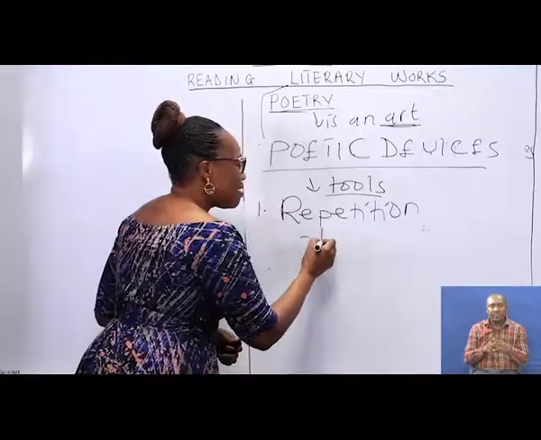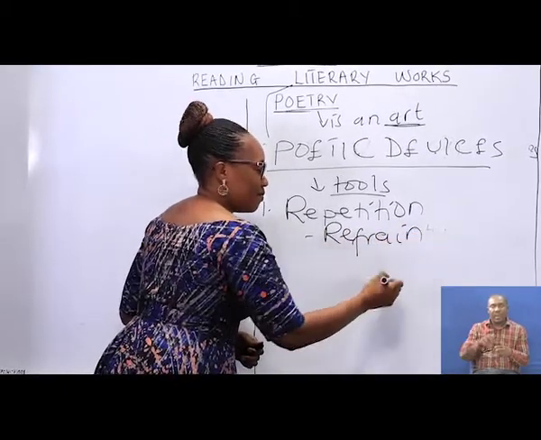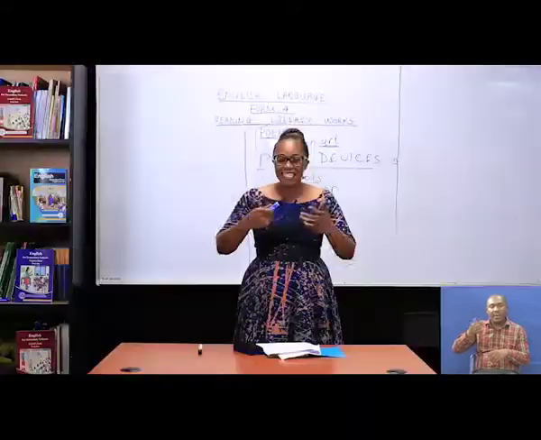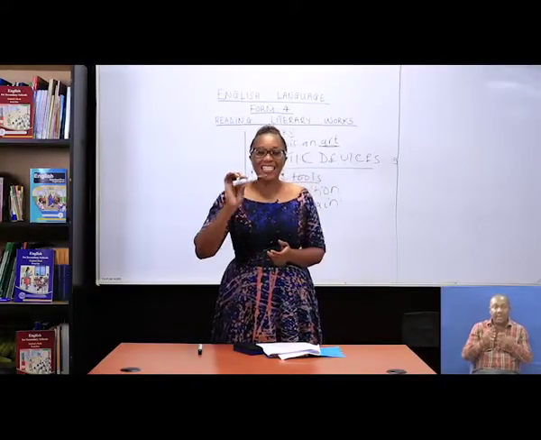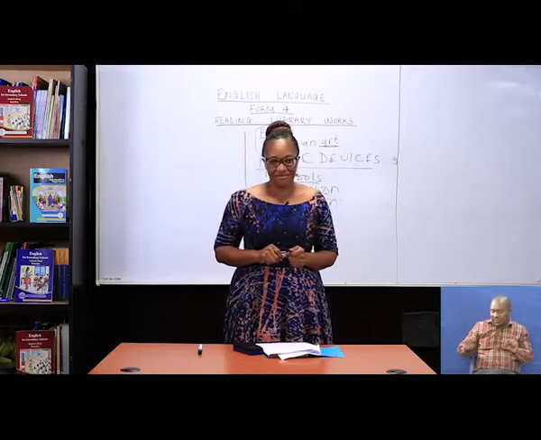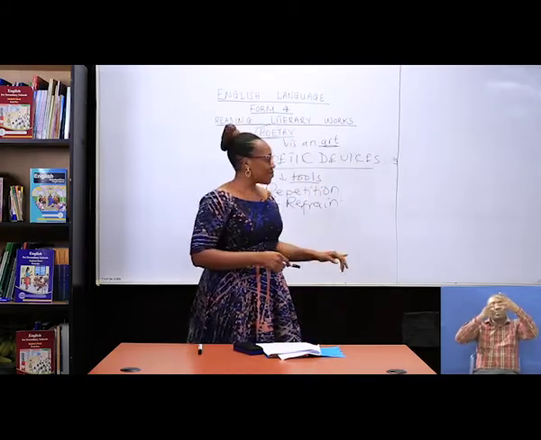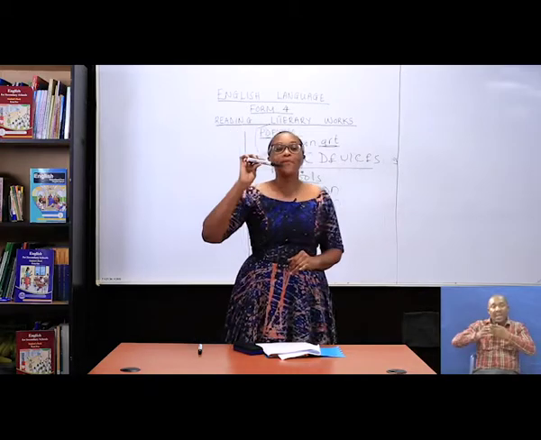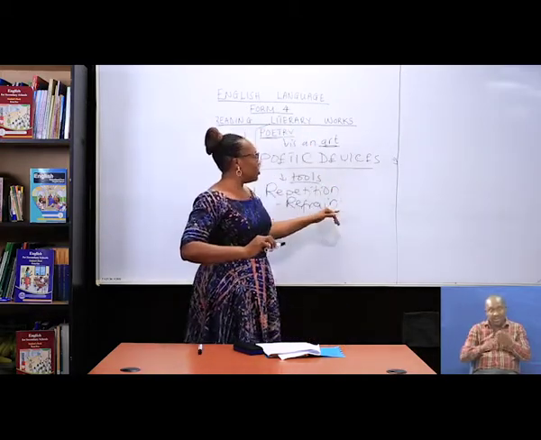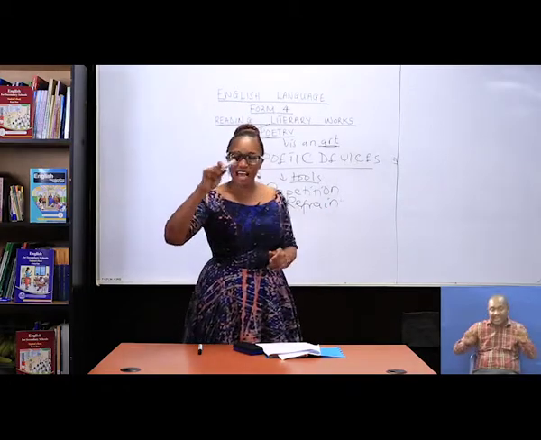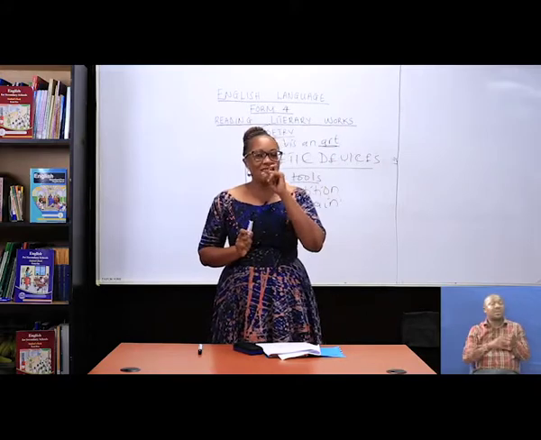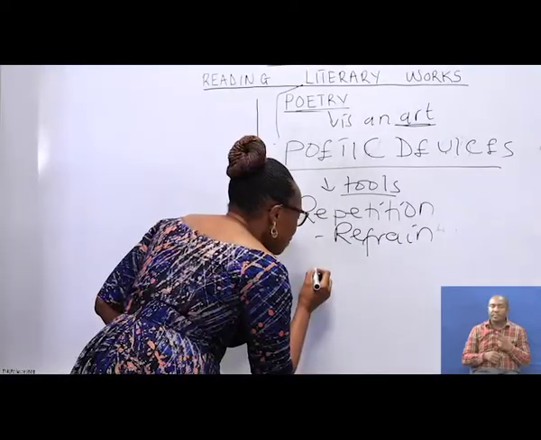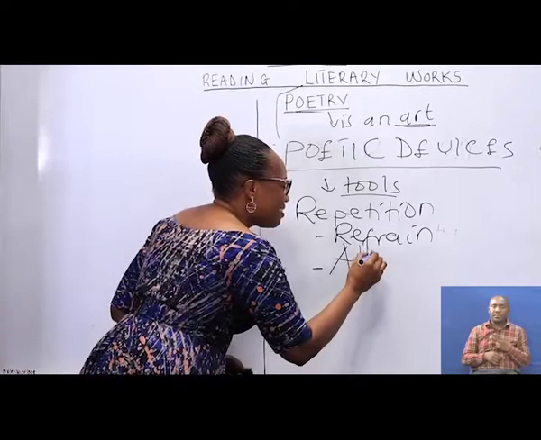The first one is refrain. What is refrain? A refrain is when a poet repeats a phrase or a verse at the end of each stanza. I repeat, refrain happens when a poet decides to repeat a phrase or a verse on each stanza. So if you see phrases are repeated throughout the stanzas, then you know this is refrain. Good. Another type of repetition is alliteration.